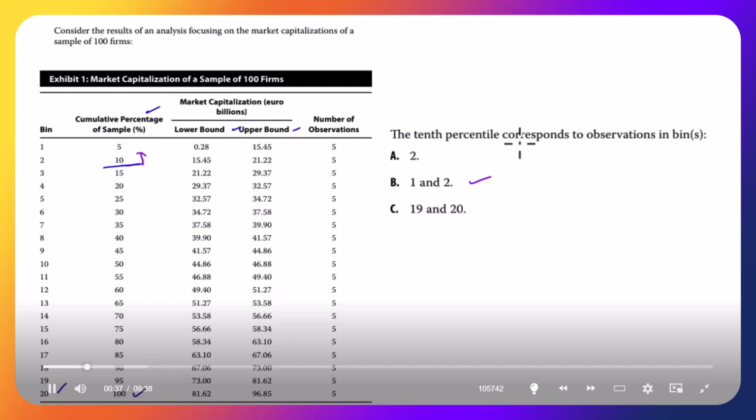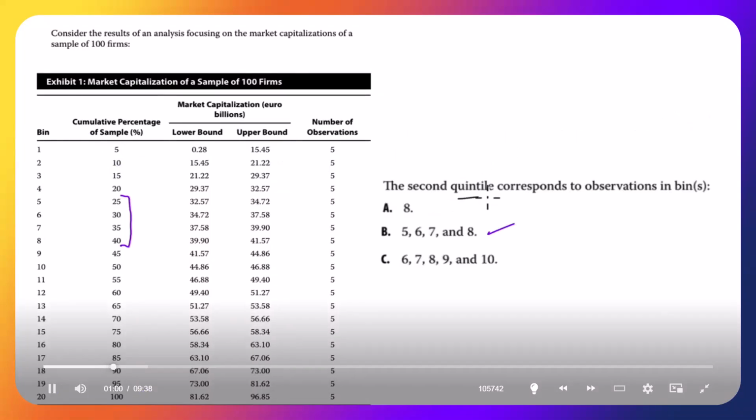And it's not asking for the observation, because if it was the 10th percentile observation, it would be 21.22. It's asking for observations are in bins. I prefer the word intervals as opposed to bins, but whatever you prefer. Well, we can see it's in 1 and 2.